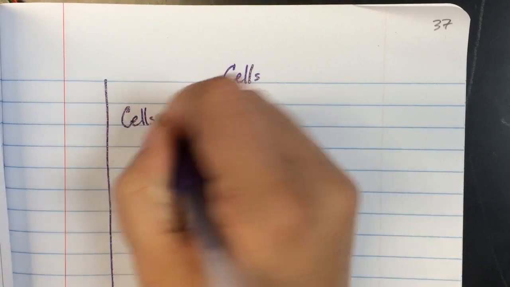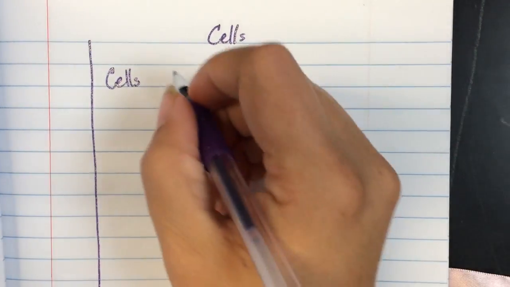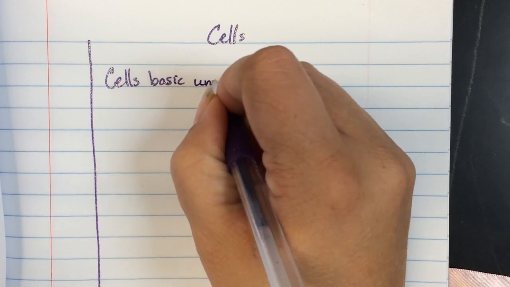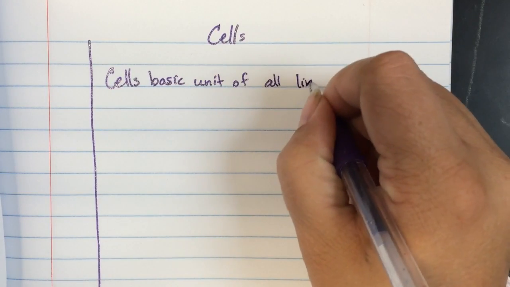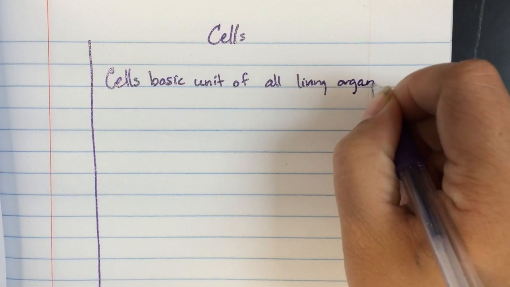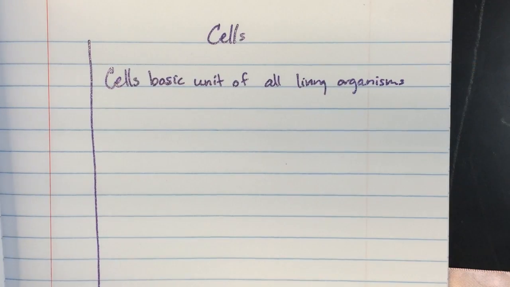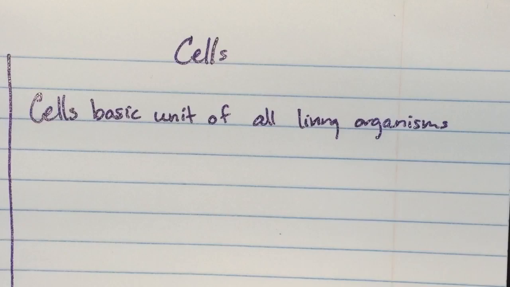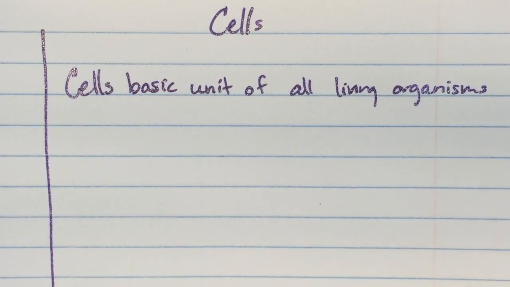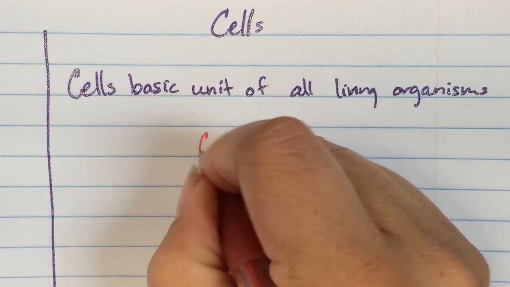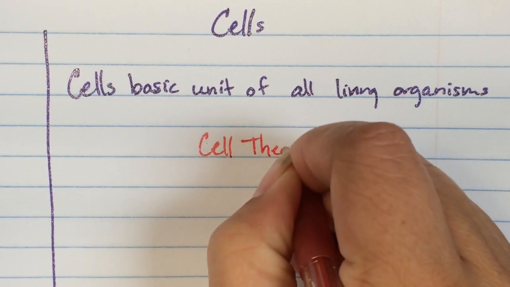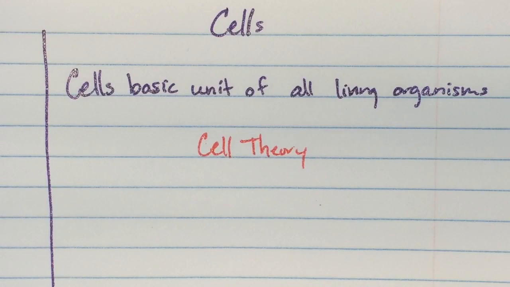So what are cells? Cells are the basic unit of all living organisms. All things that are alive are made up of cells, and in some cases, a single cell itself can also be considered alive. We have a cell theory that goes a little something like this.